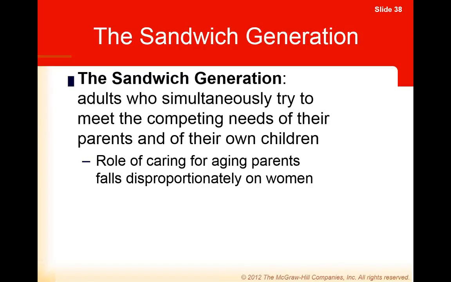Of course, again, we see this division of labor within the household. Women, because caring is disproportionately done by women in the household, caring for aging parents disproportionately falls on women.